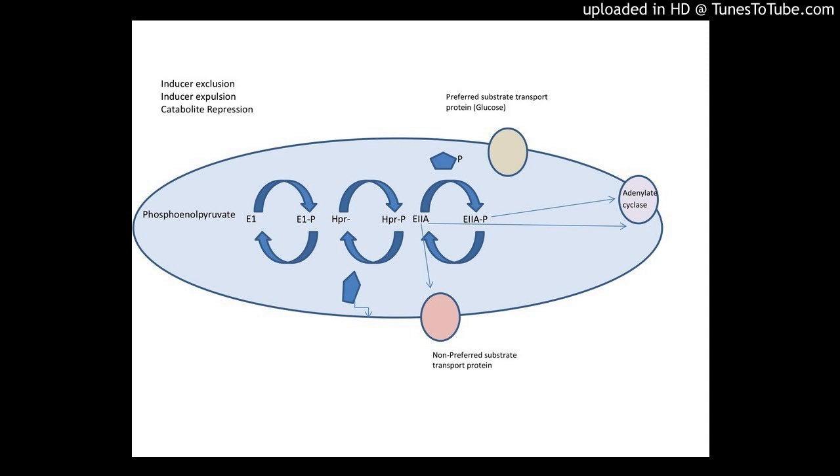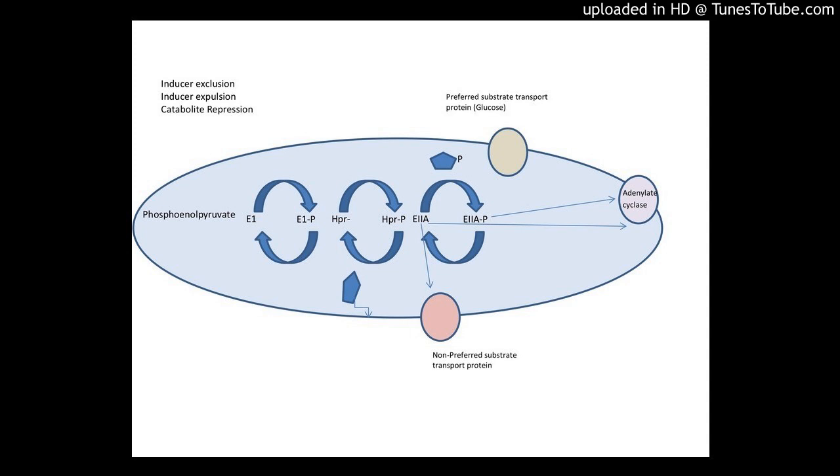A dephosphorylated enzyme 2A molecule is going to have the ability to bind to the non-preferred substrate transport protein for stuff like fructose or maltose, whatever the non-preferred substrate is. And it blocks it from being able to transport that non-preferred substrate even into the cytoplasm. So it's an inducer exclusion. It excludes the inducer from getting into the cytoplasm.